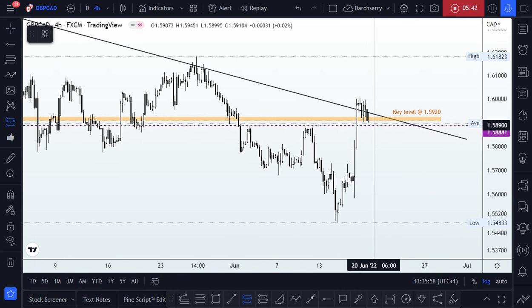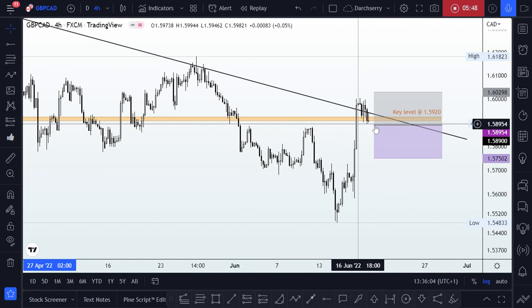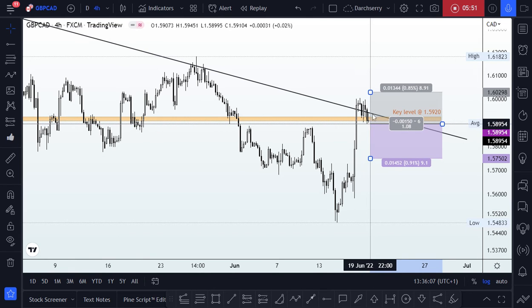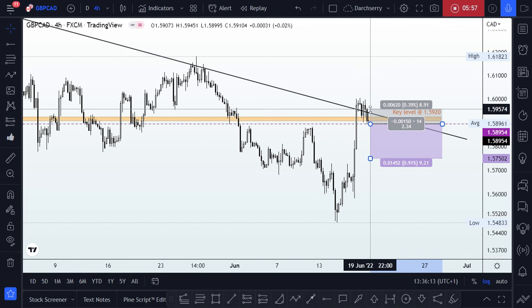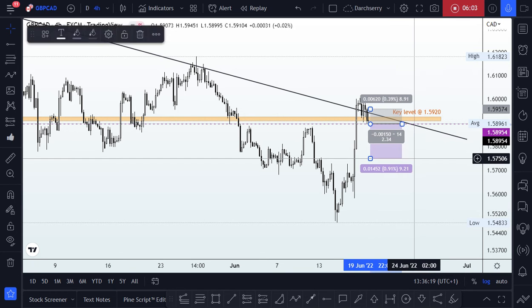We have our entry point around that area. We have our selling position right below the key level, and we have our stop loss right above the bearish trend line with about, let's say, 60 to 70 pips stop loss. And now at this point, where will our take profit target be?